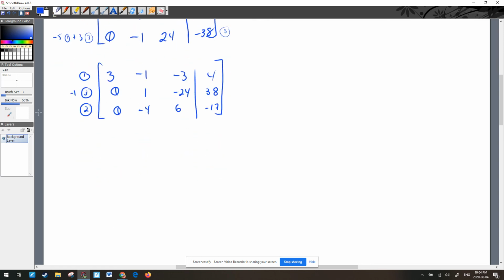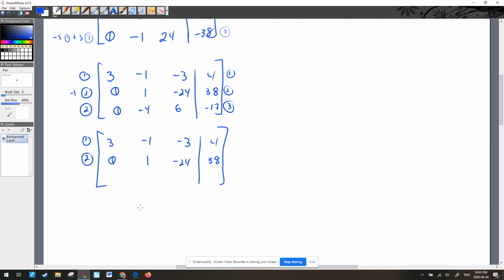And then, again, row 1. So again, what's important now, this gets confusing. This is now row 1, this is now row 2, and this is now row 3, right? So here we go. Row 1 is still row 1: 3, -1, -3, 4. I like row 2 the way it is. Row 2 is good: 0, 1, -24, and 38.